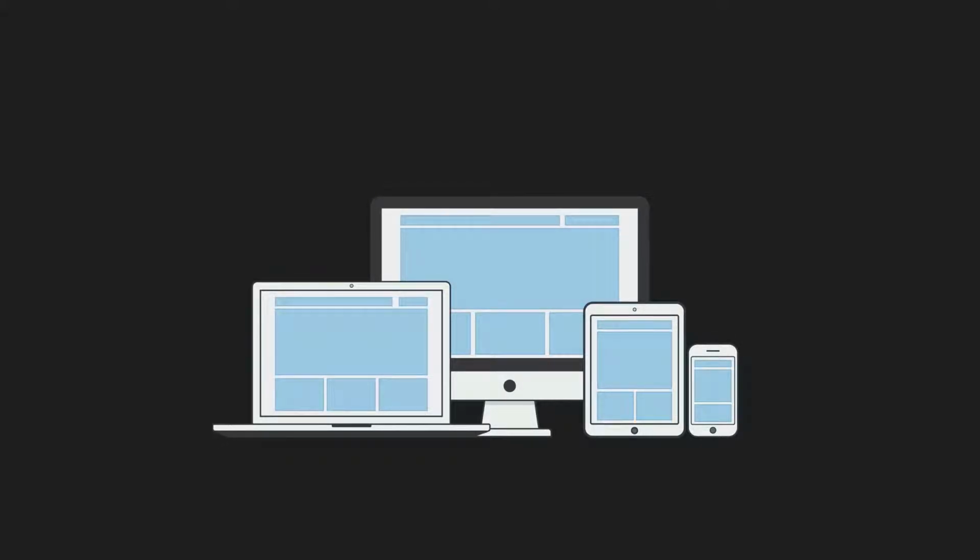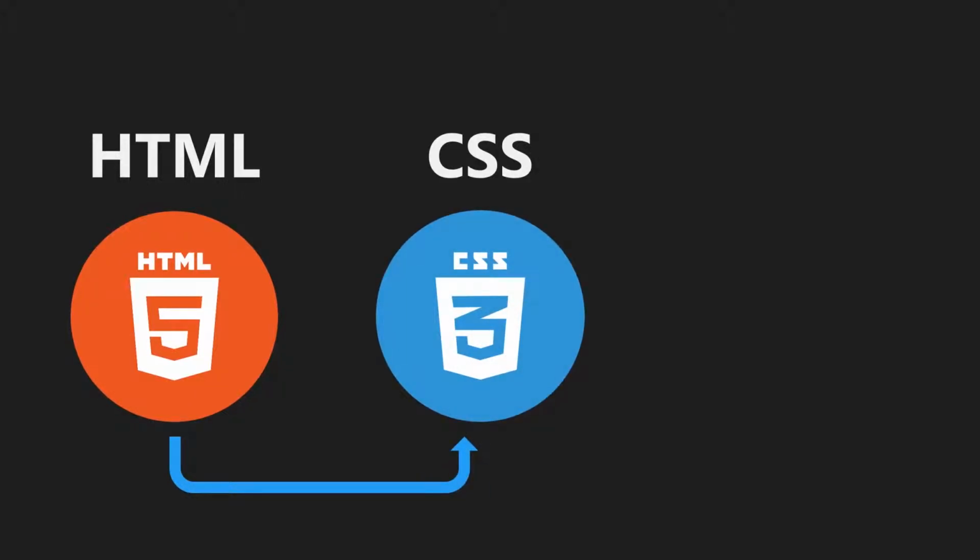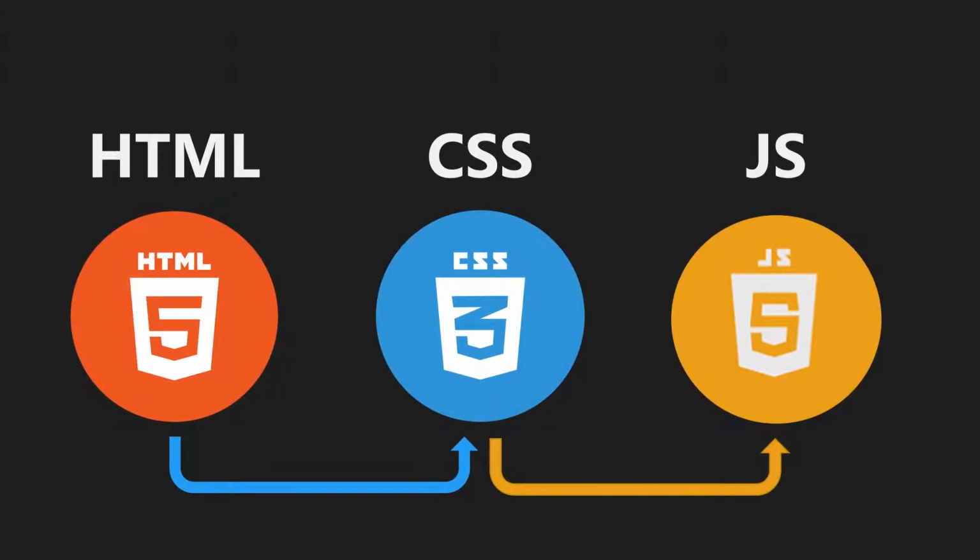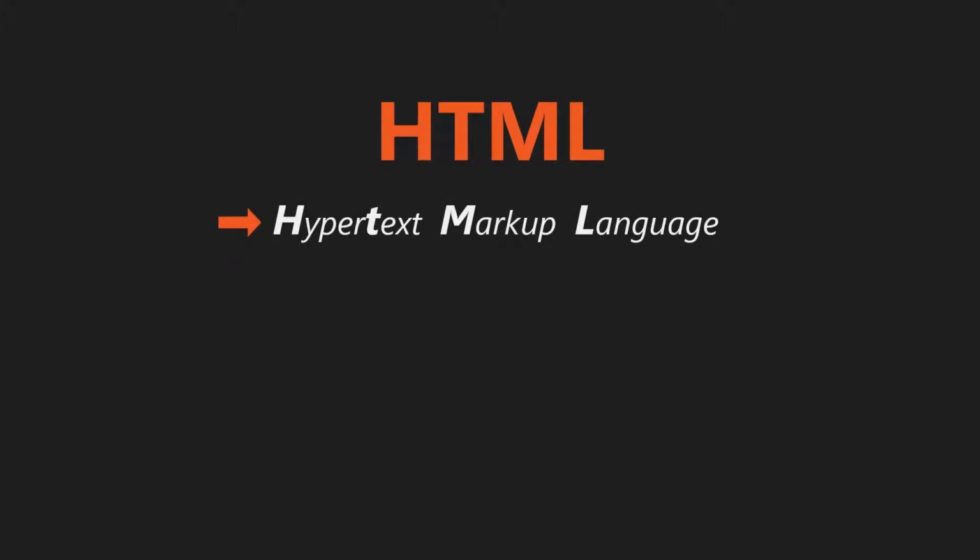So in order to create websites, we basically need three things. We need HTML, CSS, and JavaScript. HTML stands for Hypertext Markup Language, and it's a markup language, so it's not a programming language. It's very important to save the file as .html so that we can view it through a browser.